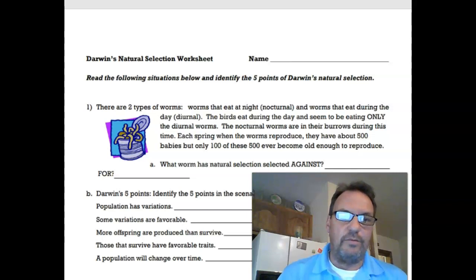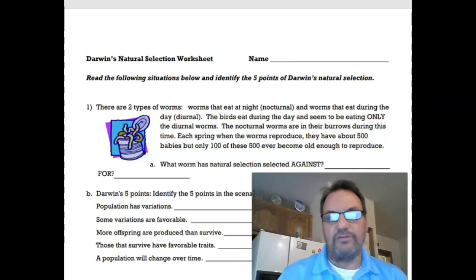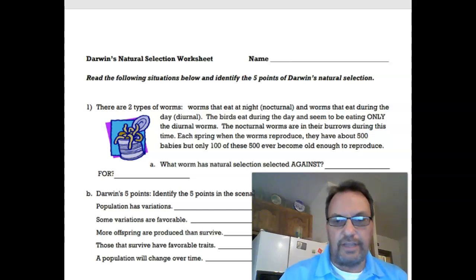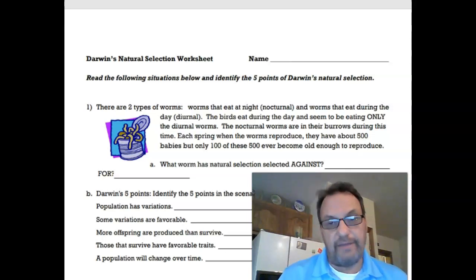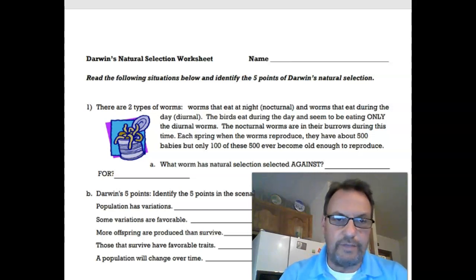So we're going to just start here at the top, and we're going to talk about Darwin's natural selection. Natural selection, this is something that we also call survival of the fittest. And so we're going to be thinking about the different variations that species have, and then we're going to talk about whether or not those are good variations or bad variations, and which one then will lead to more of that species surviving. So we're going to start with number one.